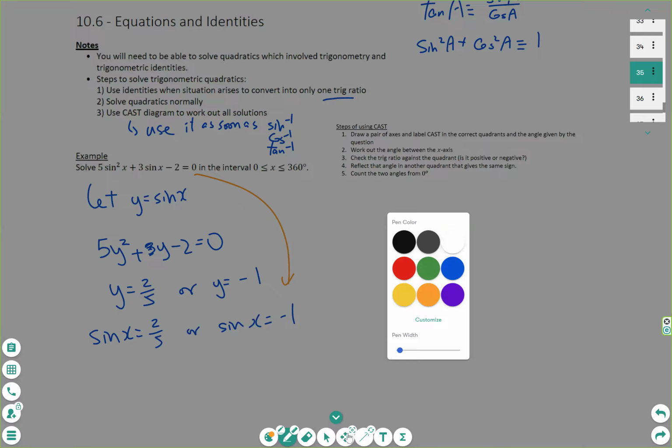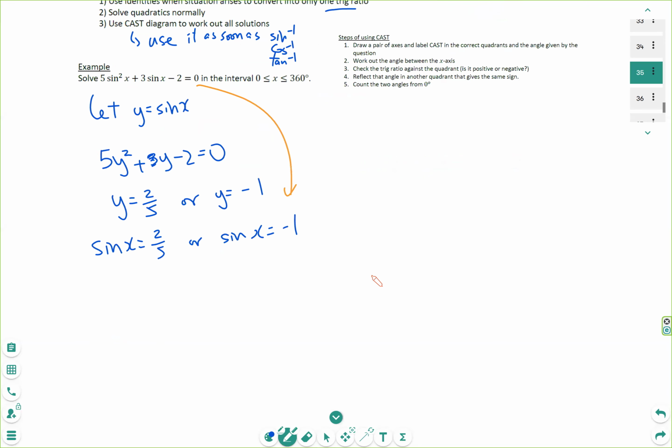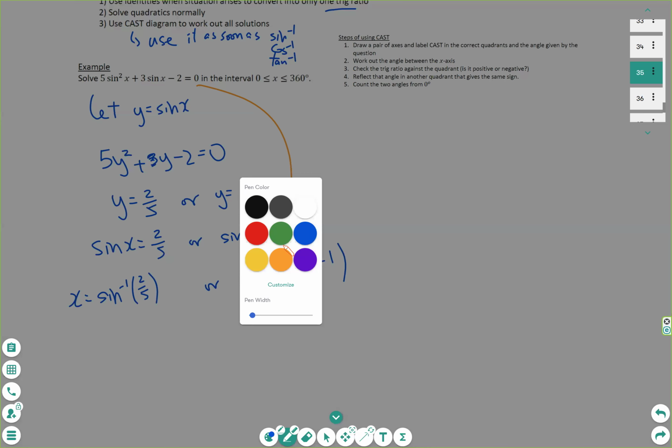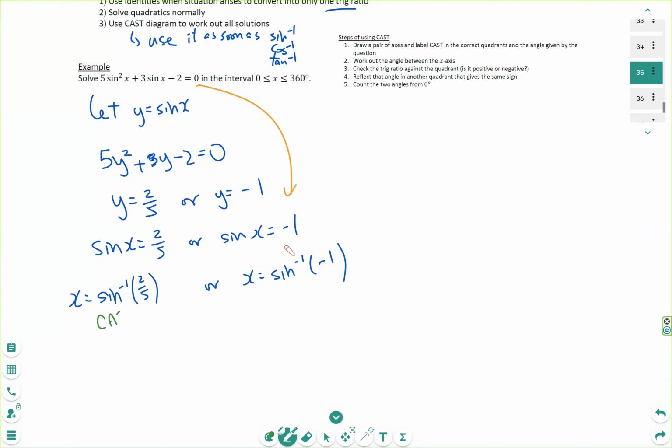Then sin x equals 2/5, or sin x equals minus 1. So then we have two equations to do. x equals inverse sin of 2/5, or x equals inverse sin of minus 1. Now, for this one, we use the class diagram, because inverse sin of 2/5 gives you two answers. But what about minus 1?